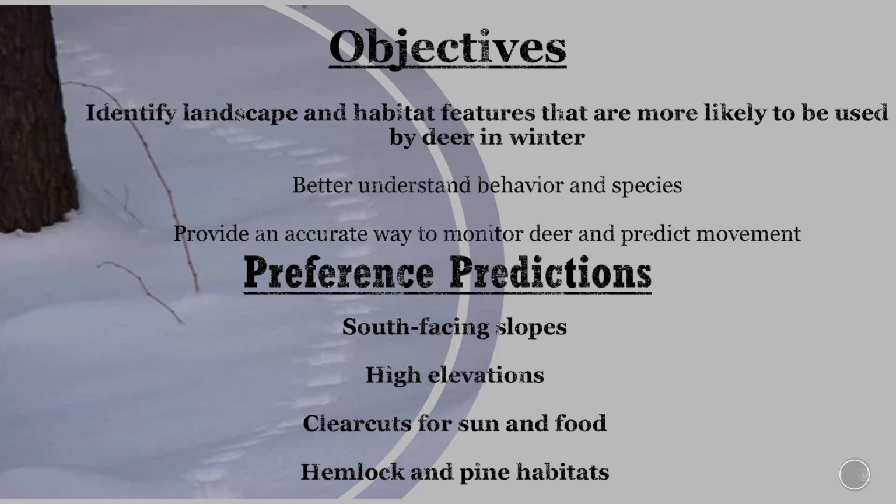What we expected to see from the results of the study was a preference for south-facing slopes, which provide warmer and lower snow depths, a preference for high elevation, which along with south-facing slopes provide more sunlight, a preference for clear cuts, which gives them better sources of sun and food, and a preference for hemlock and pine habitats, which provide them with thermal cover and less snow. And like I said earlier, deeper snow usually puts the fawns at much greater risk.